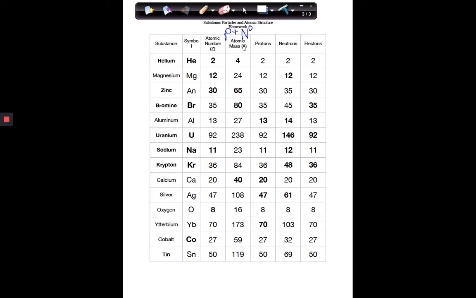And so if we take the atomic mass and subtract the atomic number, that's A minus Z. That gives us the number of neutrons. And we'll talk more about that today as well. So guys, any questions about this first page of the assignment?